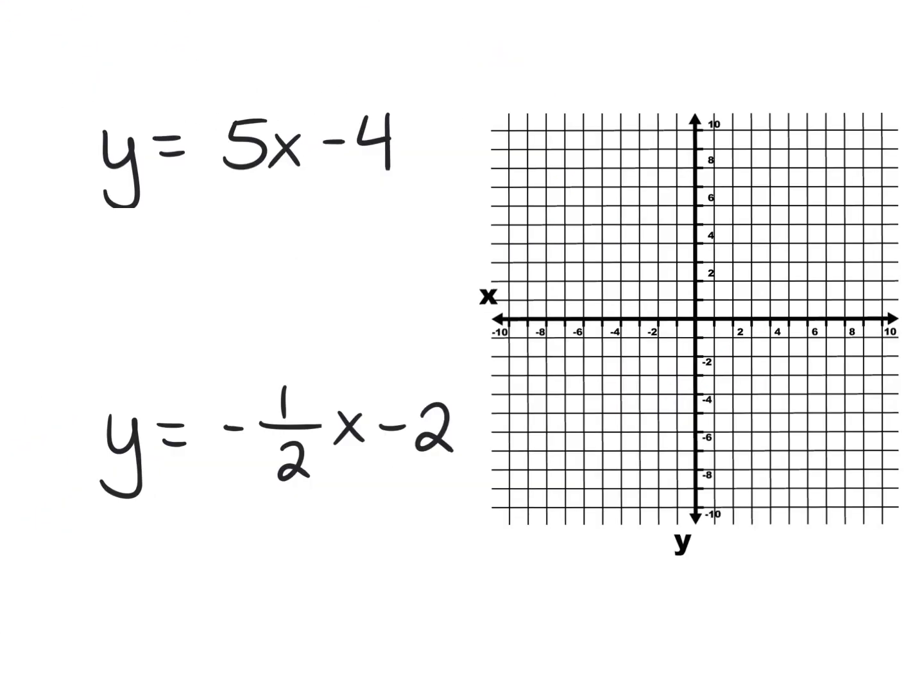All right, now we have 2 new lines here. We need to graph our first line. Our starting point on our first line is -4. The sign in front does matter. So we're going to start down at -4. To get all of our other points, we use our slope, which right now is 5.